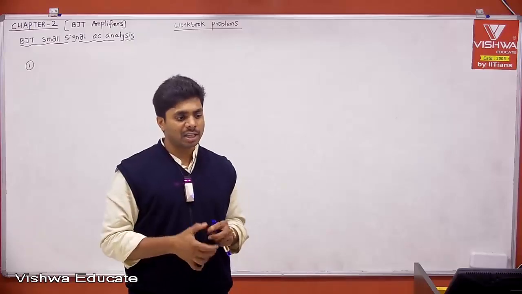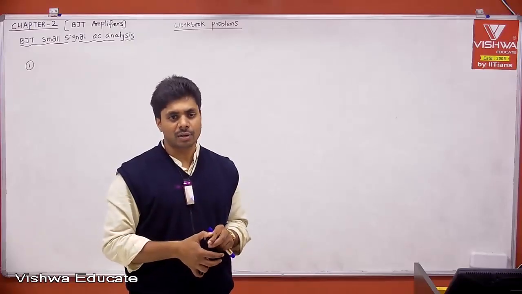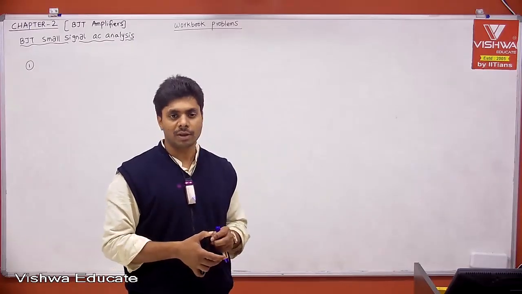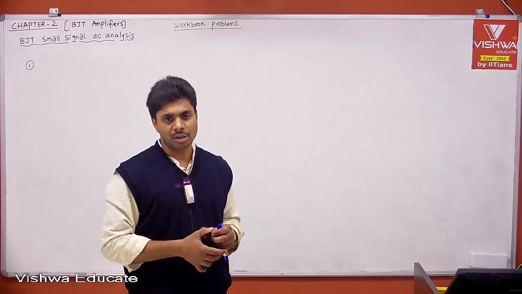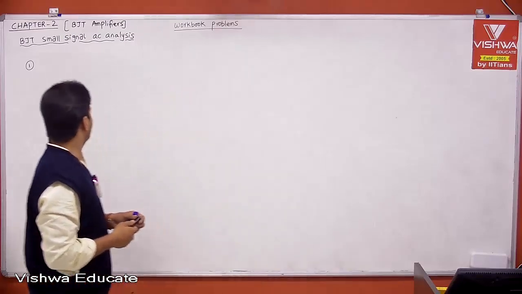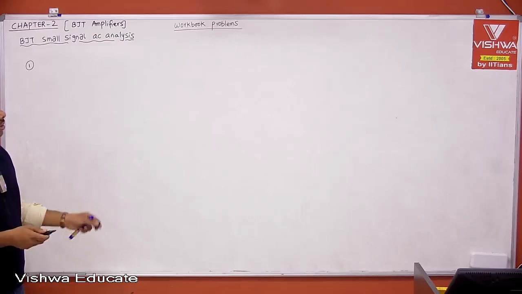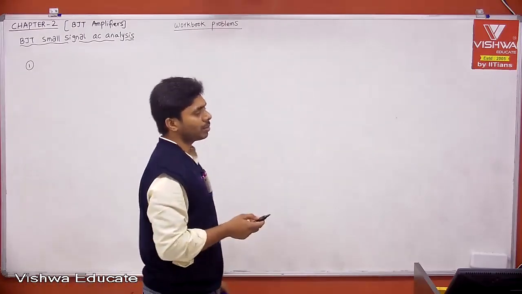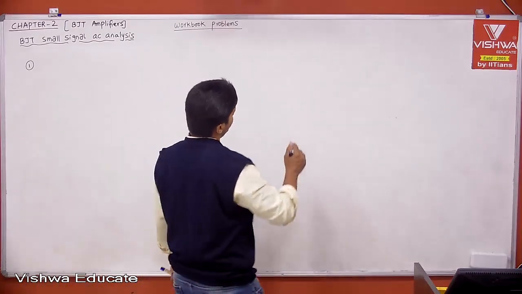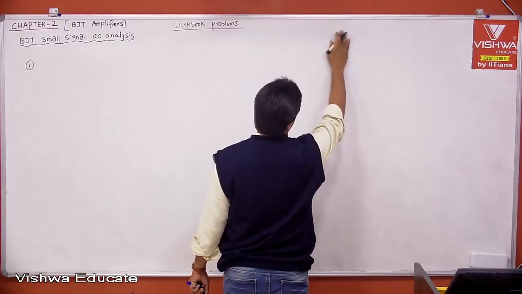The h parameter values are not given. Therefore, you can take the typical values I have given before. We can use them and then solve the problem. Before solving the problem, let me give you the procedure. Then let's follow the procedure blindly. The procedure is to solve BJT problems.